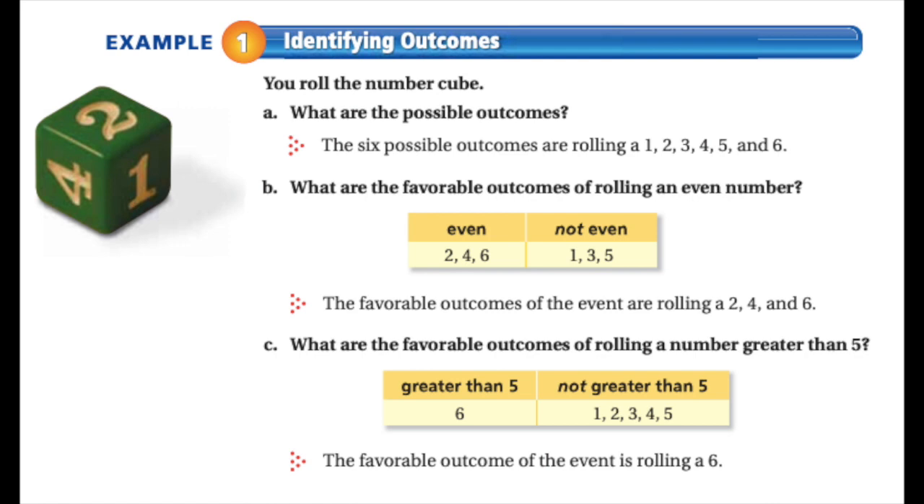When we look at letter C, it says what are the favorable outcomes of rolling a number greater than 5? And so the only number that is greater than 5 is the 6. And so they answer the favorable outcome of the event is rolling a 6. So these are pretty straightforward. Shouldn't take too much time.